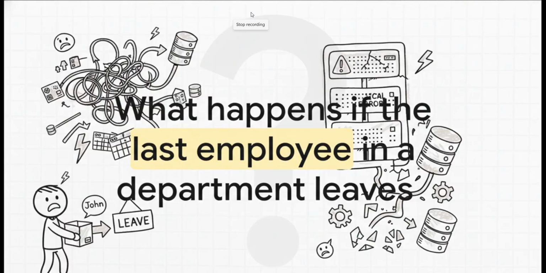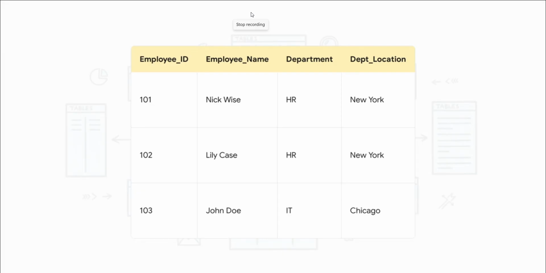And now, we get to the most dangerous problem of them all. Let's say John, our one and only employee in the IT department, decides to take a new job somewhere else. What happens then? We do the logical thing. We delete his record and poof! We just accidentally wiped the entire existence of the IT department off the map. We no longer have any record that it even exists or where it was located. This kind of catastrophic data loss is called a deletion anomaly.